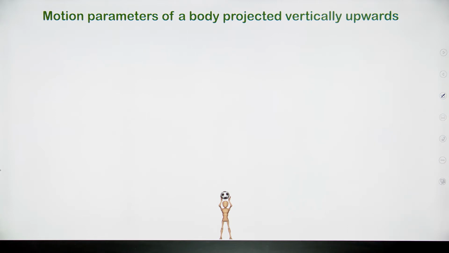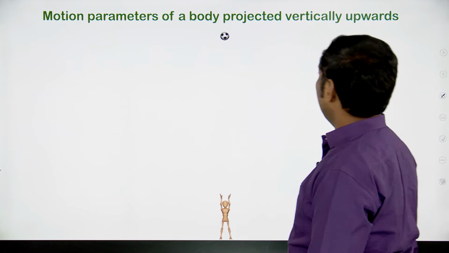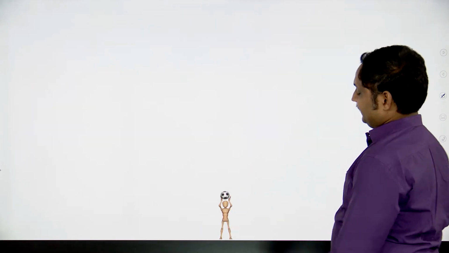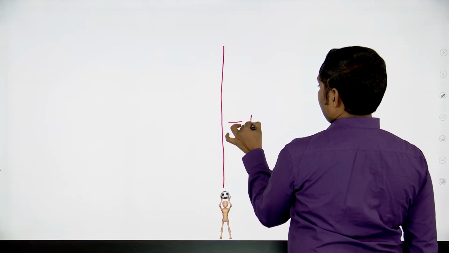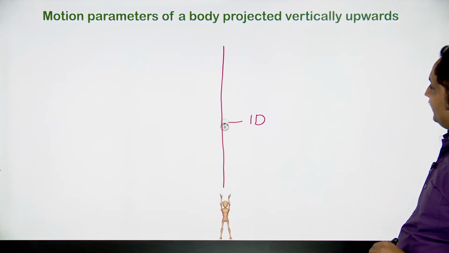These are all known as the motion parameters. A body is projected vertically upwards. Let's look into that matter. We are going to consider the motion along one direction. Everyone has to see that it is one direction. This is going to be 1D motion. It's very clear.